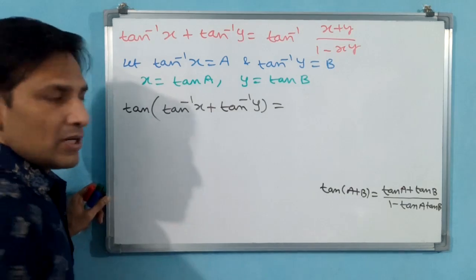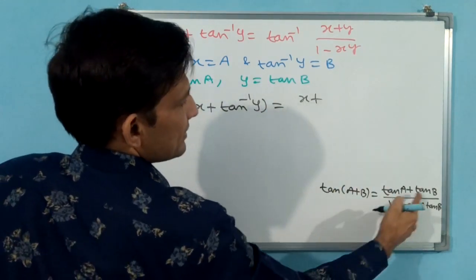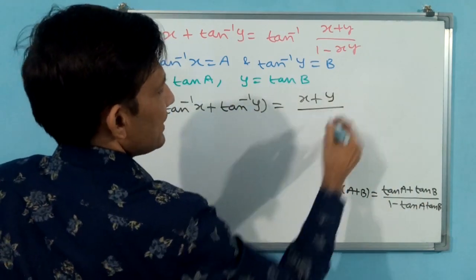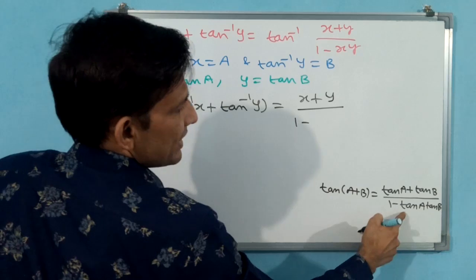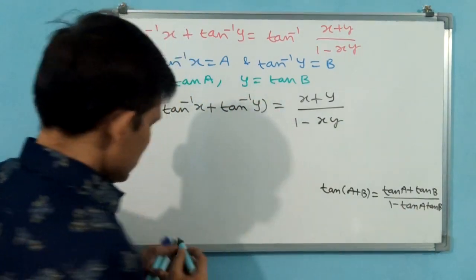Is equal to tan A. Tan A means x, plus tan B. Sorry, tan B means y, by 1 minus tan A into tan B, that is x into y. Is it okay?